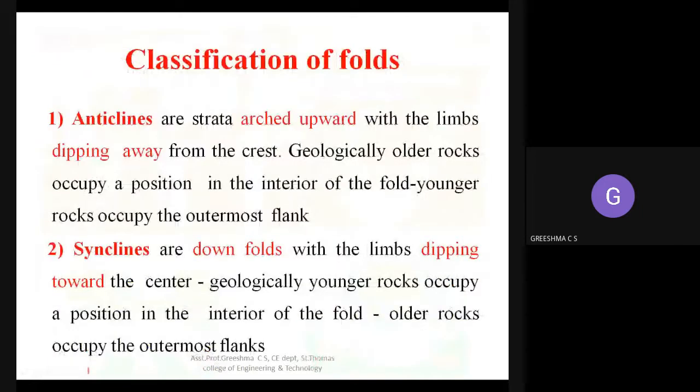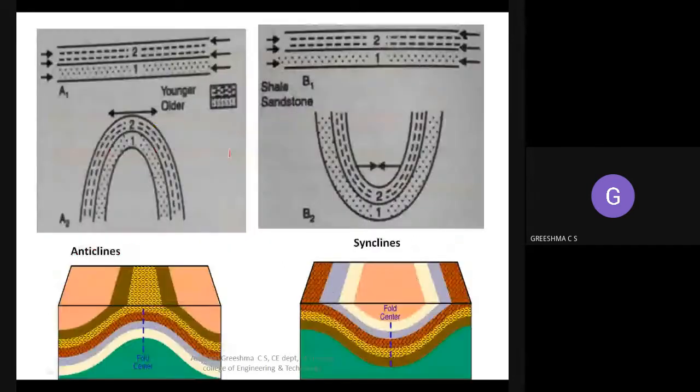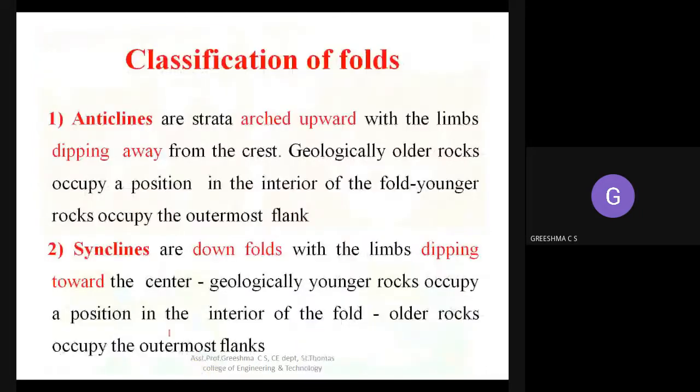So we'll see what is an anticline. Anticlines are the strata arched upwards with the limbs dipping away from the crest. Anticlines means they are the strata which is arched upwards. From this figure you can see it is arched upwards. They are folds having an arch shape, and dipping away from the crest. So from the crest portion they will be away.